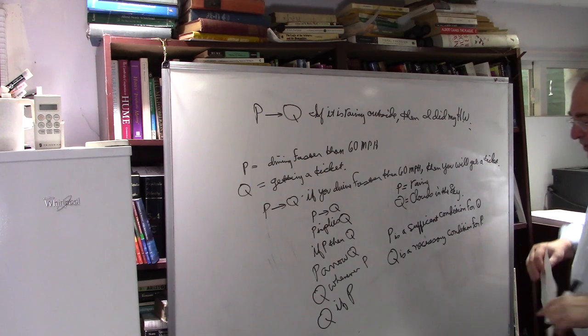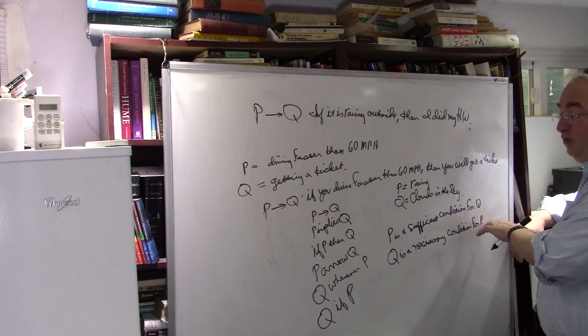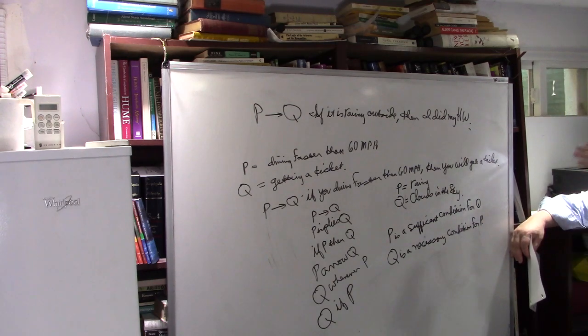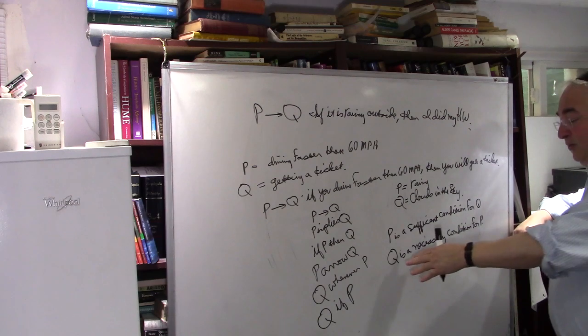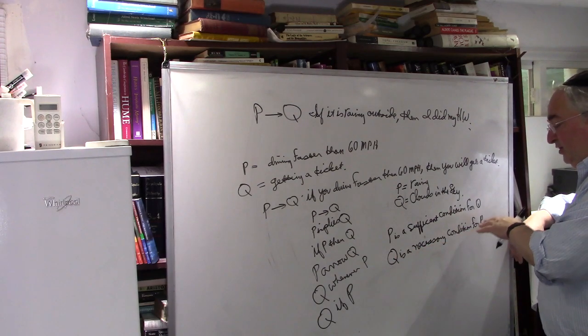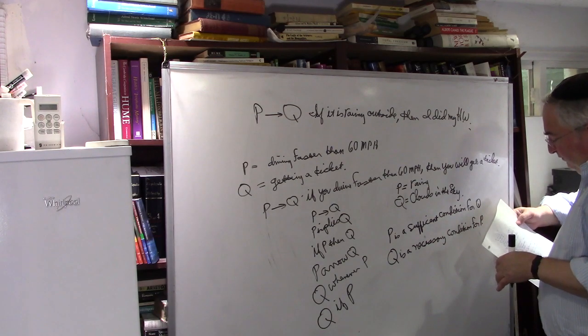Another way of saying it is, getting a ticket is a necessary condition for driving 60 miles an hour. If you drove more than 60 miles an hour, you will get a ticket. That's a way of saying that getting a ticket is a necessary condition. Q is a necessary condition for P.